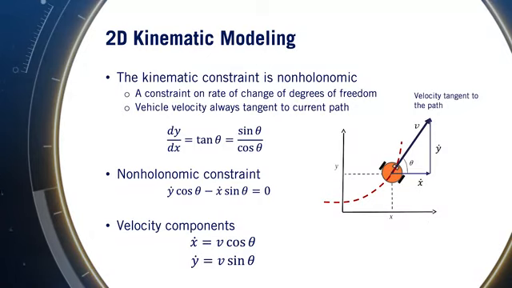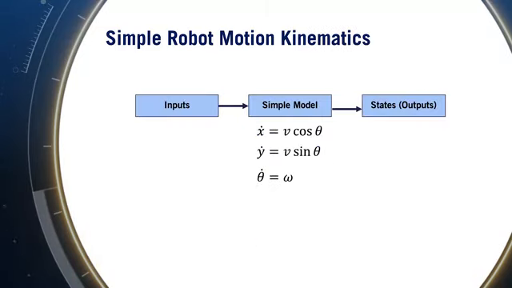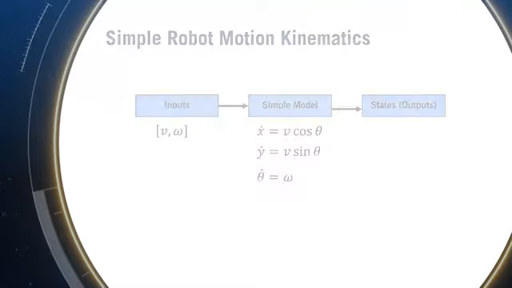The velocity of the robot in the x direction is the magnitude of the velocity vector v multiplied by cosine of theta, and in the y direction is v sine of theta. Lastly, we can assume the direct control over the robot's rate of change of heading. We've now successfully built a kinematic model for our robot. This model takes as input the forward velocity and rotation rate and represents the robot using a vector of three states: the x and y position of the robot and its heading.